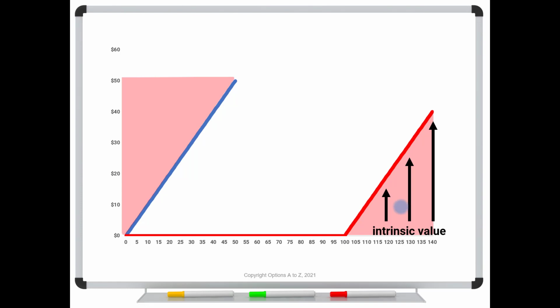However, prior to expiration, we can tighten up this boundary a little bit, because for call options, we also have to account for what's called the cost of carry on the exercise price.